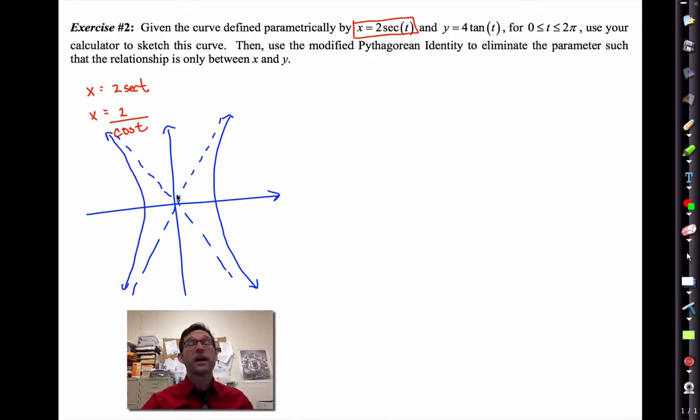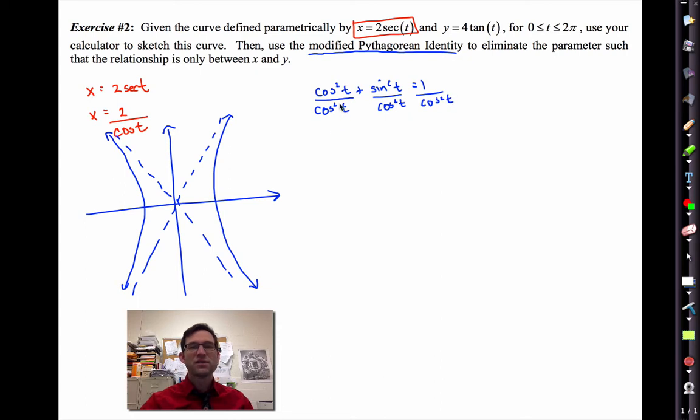Anyway, that is actually identical to what we had before, and we're going to prove it right now, because we're going to use what's known as the modified Pythagorean identity to eliminate that t. In the prior 2 lessons, you used this quite a bit: cosine squared t plus sine squared t is equal to 1. That doesn't have secant and tangent in it. So very often what people will do is take this identity and divide each term by cosine squared t. Let's take a look at what happens when we do this.